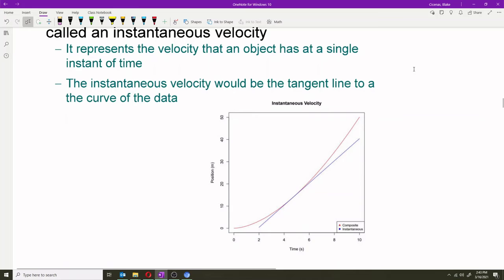And the instantaneous velocity would be tangent to the line at that given point on the curve. So this would be like your composite of position versus time, and the instantaneous velocity would be right where it lies tangent to that curve. You would be finding a smaller and smaller portion until you're literally just lying tangent to that curve at that point.